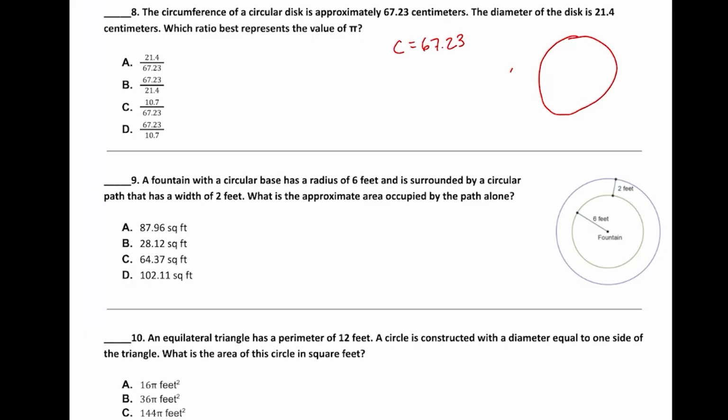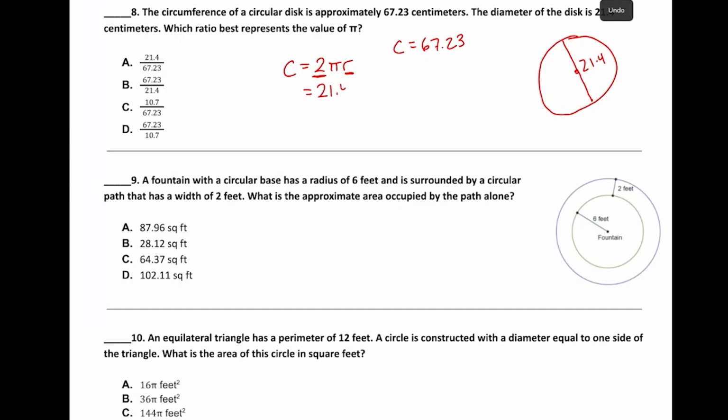The circumference is approximately 67.23 centimeters. The diameter of the disc is 21.4 centimeters. Which ratio best represents the value of pi? Well, the formula for circumference is 2 pi r. 2 times the radius is the diameter. So don't go through the trouble of dividing 21.4 by 2 if we're just going to multiply it back by 2 anyway. That 2 times r is the diameter, which is 21.4.